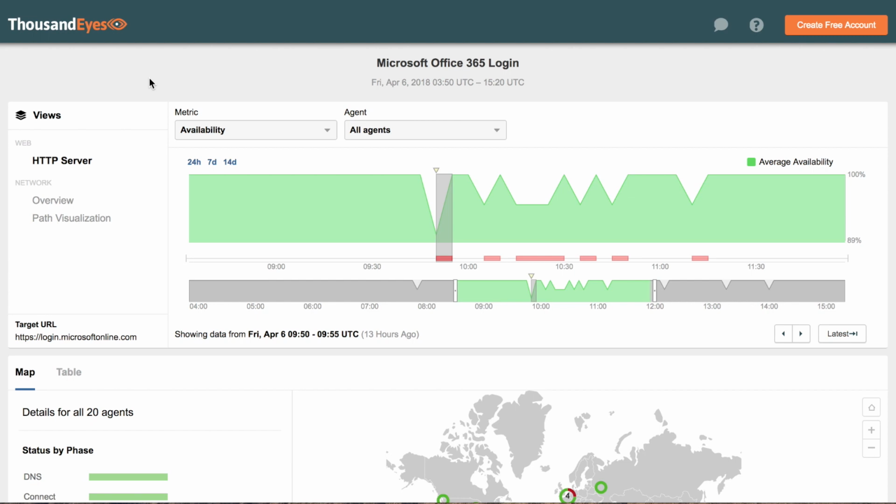This morning we woke up with reports that users were unable to log into Microsoft's Office 365 portal. The reports were coming predominantly from Asia and parts of Europe.